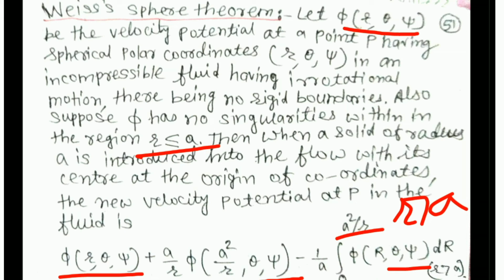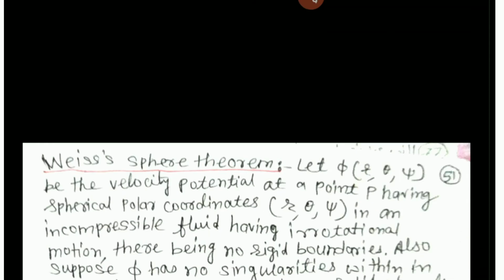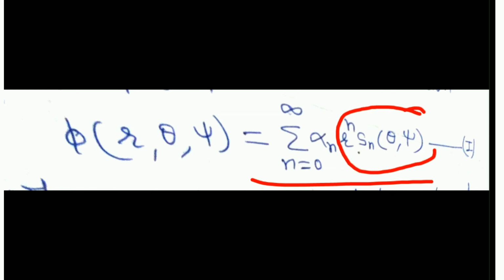Now we'll see the proof of this theorem. Suppose that phi is regular near the origin and has the expansion of the form phi of r theta psi is equal to summation over n is equal to 0 to infinity alpha n r to the power n Sn of theta psi. Here each r to the power n Sn of theta psi is harmonic and each alpha n is known.